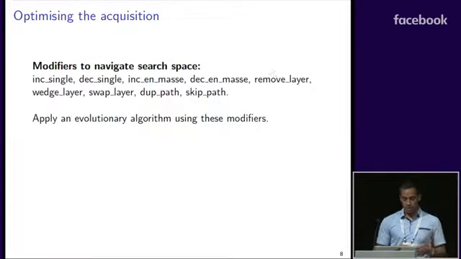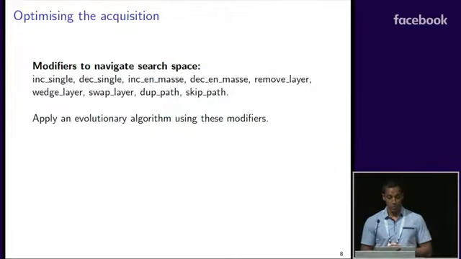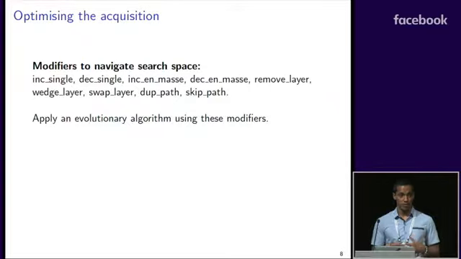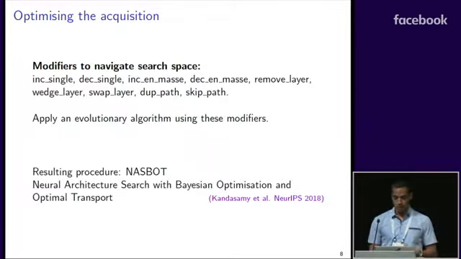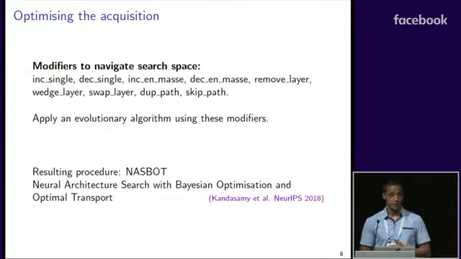The second contribution in this work is that we developed a method to optimize the acquisition. The way we do this is that we define a library of modifiers which take in one network and produce a new network. And then we apply an evolutionary algorithm on top of these modifiers to navigate the search space and optimize the acquisition. The resulting procedure is called NASBOT, or Neural Architecture Search with Bayesian Optimization and Optimal Transport.